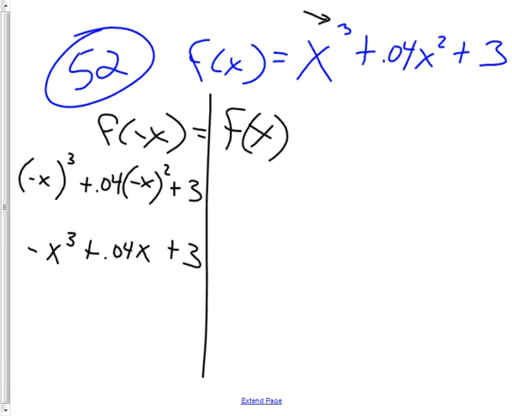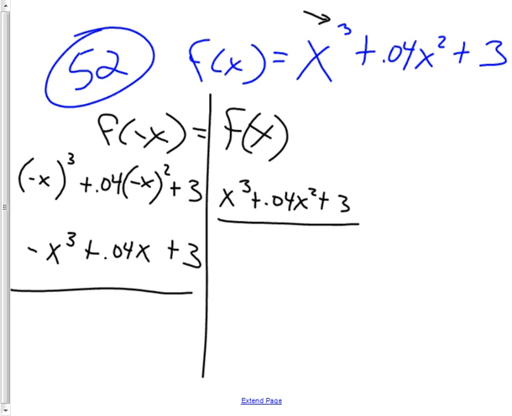Okay, now f of x, again, that's just recopying the function. X cubed plus 0.04x squared plus 3. Is this exactly the same as that? No. So therefore, what have I proven? It's not even. Does that mean it's automatically odd? Nope.